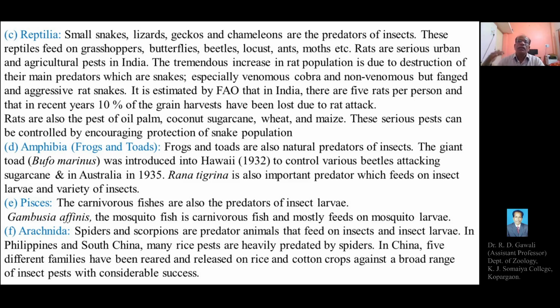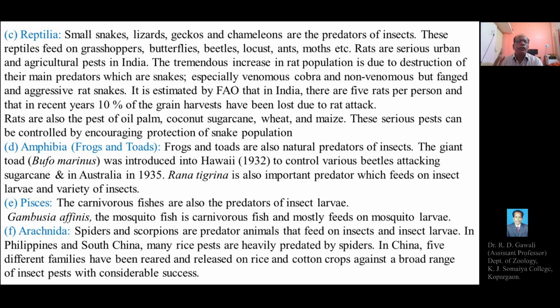So this is just an estimation, and this is because rats are also of great economic importance, as they are serious pests destroying a large quantity of food grains in urban areas and different types of crops, even in the agricultural fields. So in recent years, 10% of the grain harvest can be lost due to rat attack.